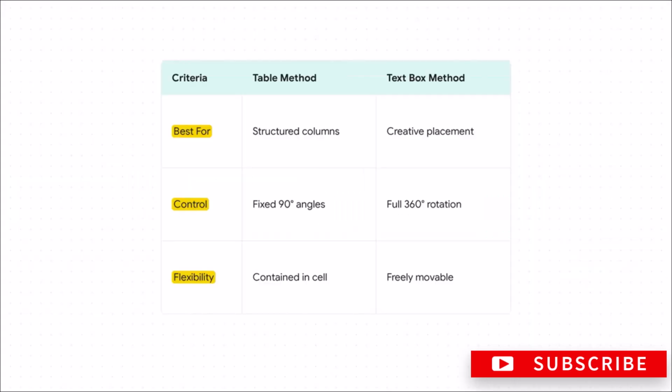So, which method is the right one for you? This table kind of breaks it all down. If you need text in structured columns, the table method is definitely the fastest. But for total creative freedom, placing text anywhere, at any angle, the text box is your best friend. It really all comes down to choosing the right tool for the job.